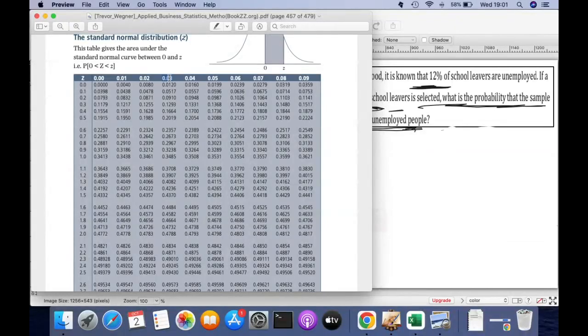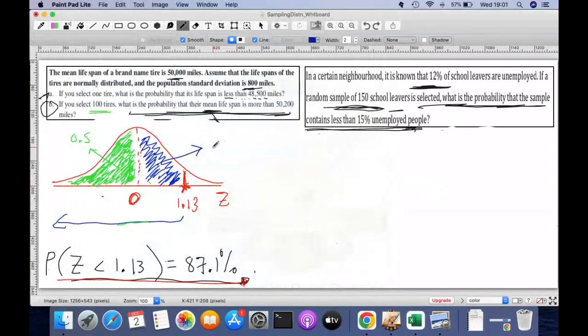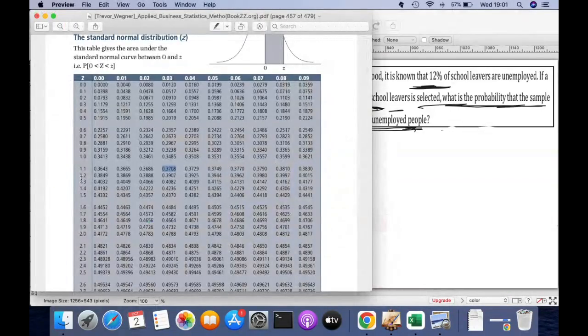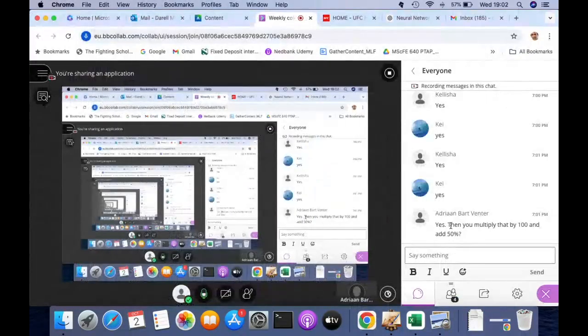It's where these two intersect. So there and there, it's 0.3708. Does everyone see that? So that's the blue area. So the blue area is 0.37. Let's just round it. Does everyone get that? Looking at the table, everyone understand why it's 0.37? Yes, yes, exactly, Jan.